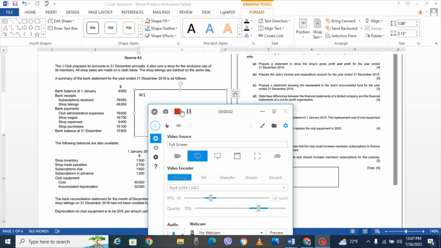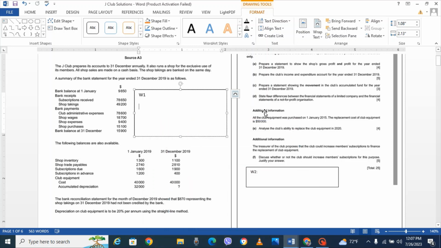Very good morning, everyone. In today's section, we are going to solve A-level accounting papers, variant 32, May-June 2020. So I have here a question of the J Clove. Now let's see what the question has asked you to prepare.